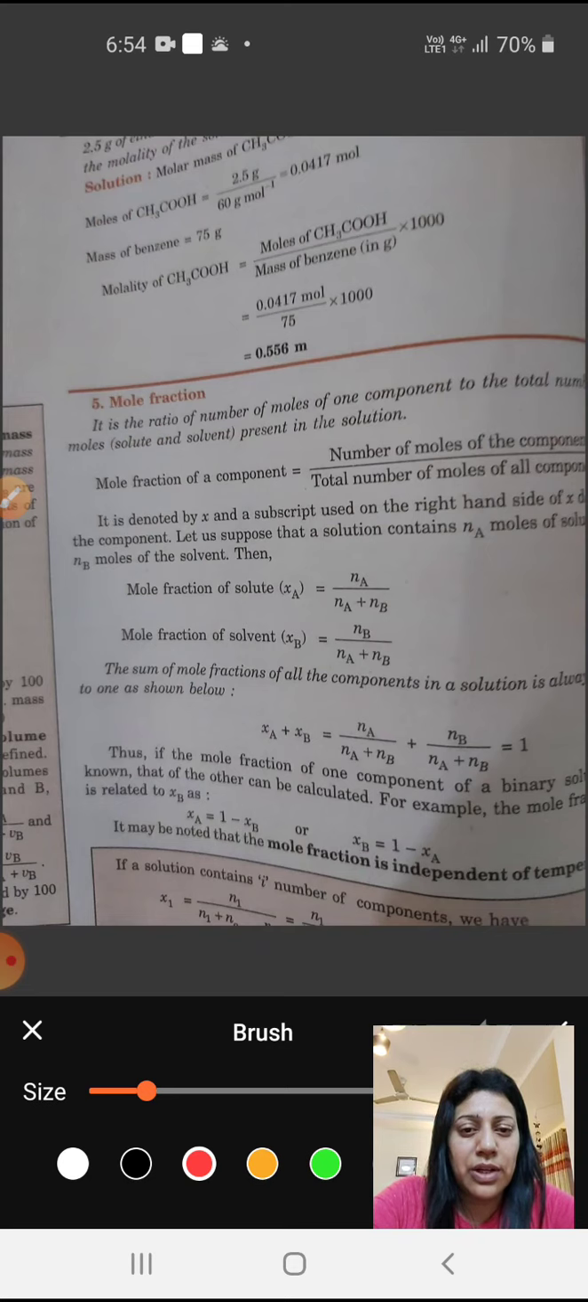The sum of the mole fractions, xA plus xB, is equal to nA upon nA plus nB plus nB upon nA plus nB, and it is always equal to 1. So xA, the mole fraction of solvent, is equal to 1 minus xB, and the mole fraction of solute is equal to 1 minus xA.